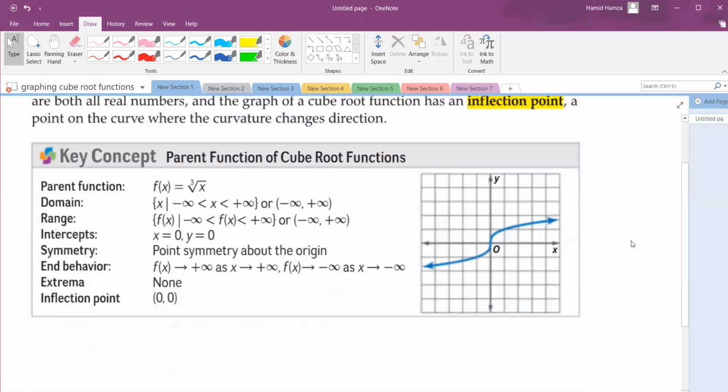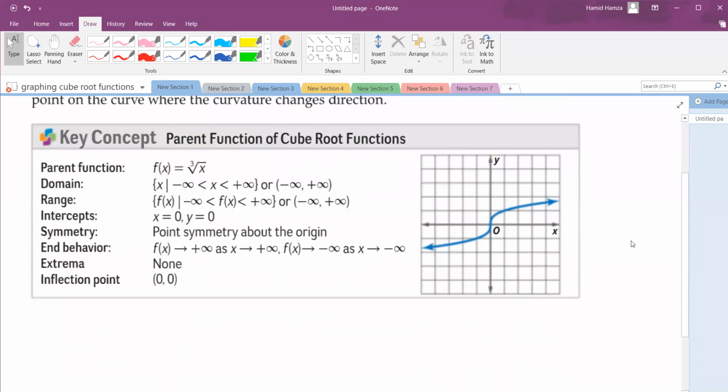So we will talk first about the parent function, which is the cube root of x. This is the parent function. The shape of this graph is like this. It always takes this shape.